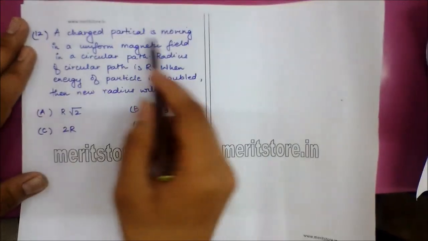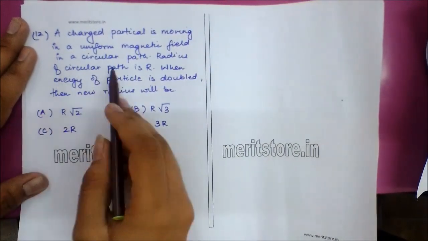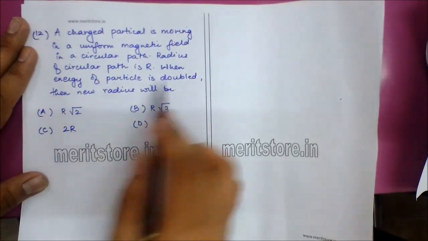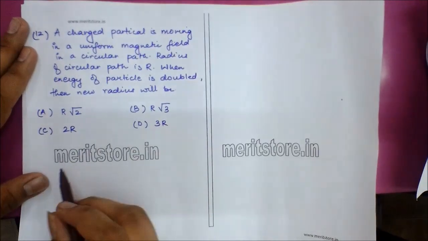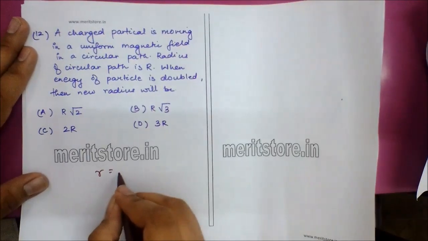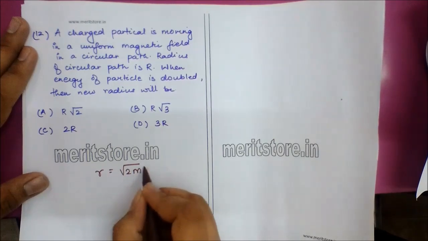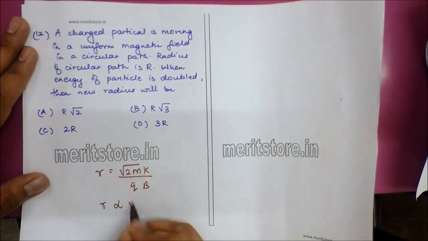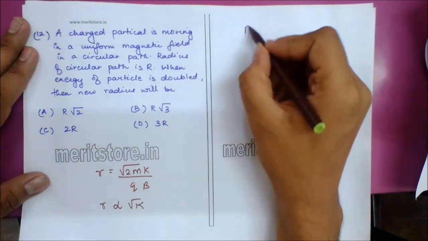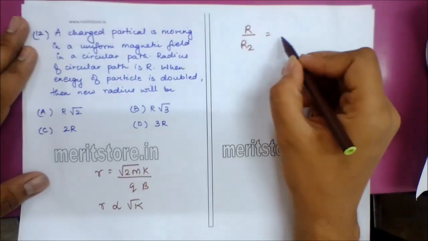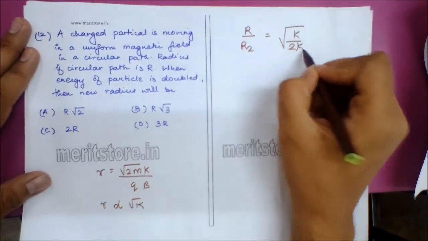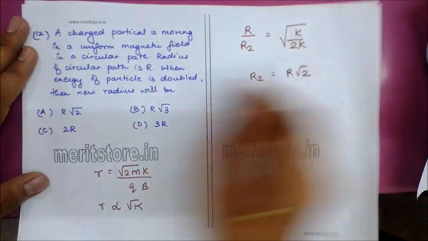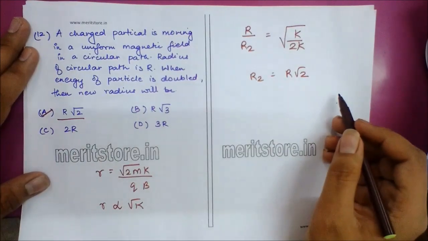Question number 12. A charged particle is moving in a uniform magnetic field in a circular path. Radius of circular path is capital R. When energy of particle is doubled, then the new radius will be. Now to solve this question, we know R is equal to square root 2mK upon qB. So from this I can say that R is directly proportional to square root of K. So R upon R2 will be written as equal to K upon 2K. So R2 is equal to R root 2. So option A, R root 2 is the correct answer.